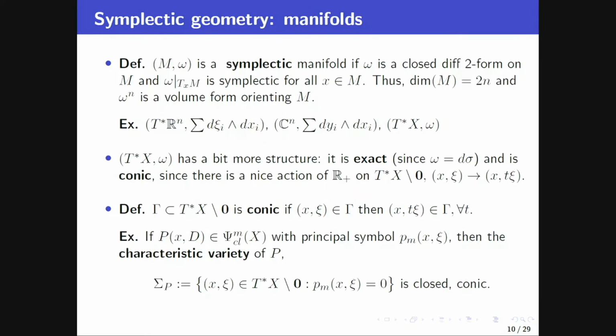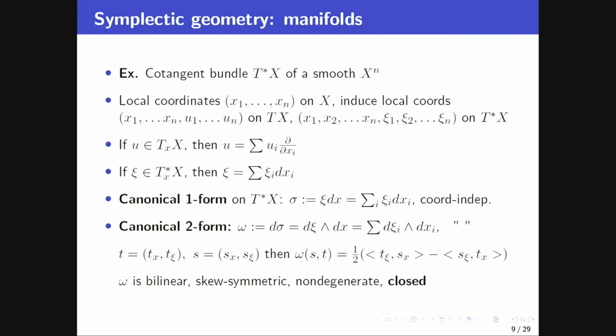And again, I wrote here the definition for you. For omega, dxc wedge dx. This is bilinear, it's skew symmetric, non-degenerate, and closed because d omega is equal to 0. Okay.